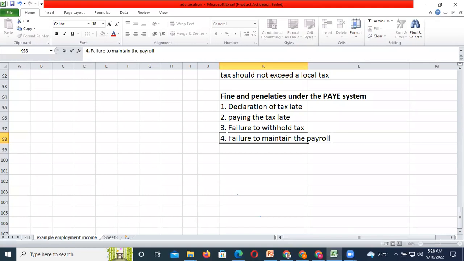If you declare the tax rate, you pay the tax rate. If you don't make a withhold, you pay someone and you don't withhold. If you don't maintain the payroll, because the payroll provides detailed information about the employees, it is also a penalty. So that was the question.